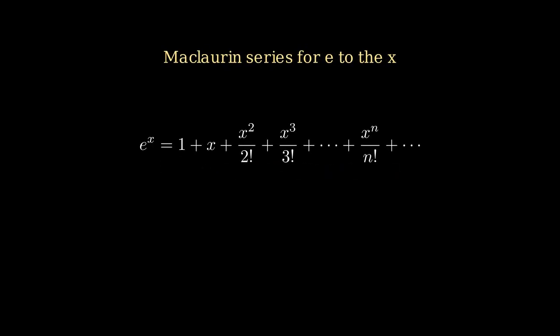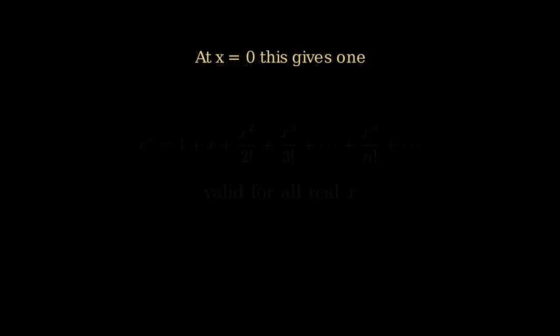It is 1 plus x plus x squared over 2 factorial plus x cubed over 3 factorial, continuing with x to the n over n factorial for all n. Checking, substituting x equals 0 into this series gives 1, which matches e to the 0 equals 1.